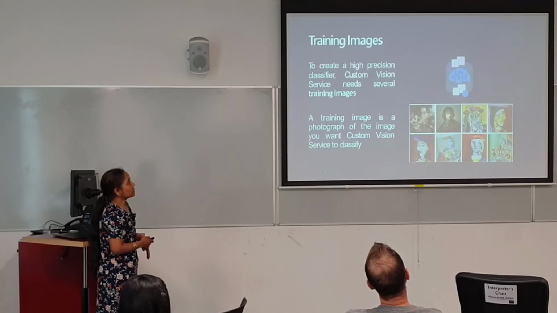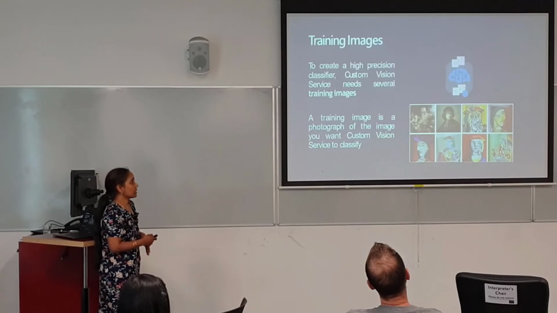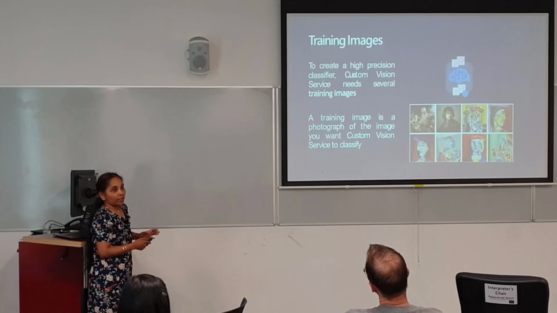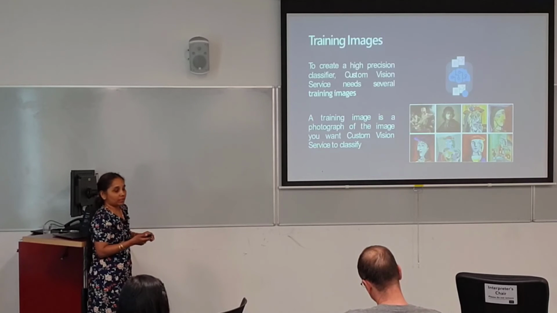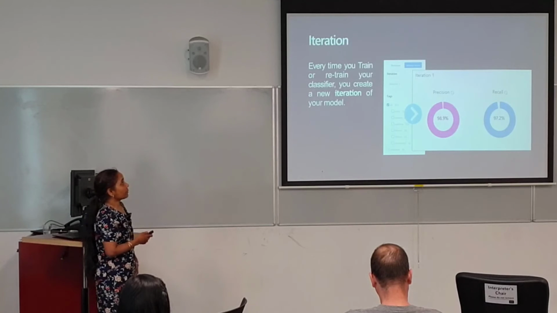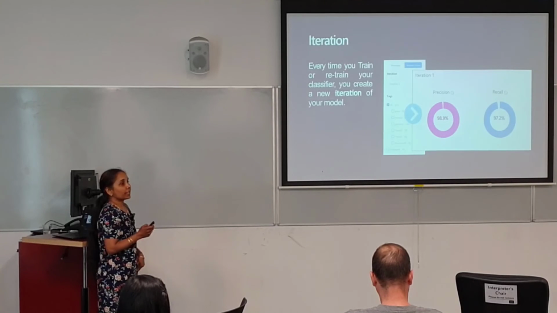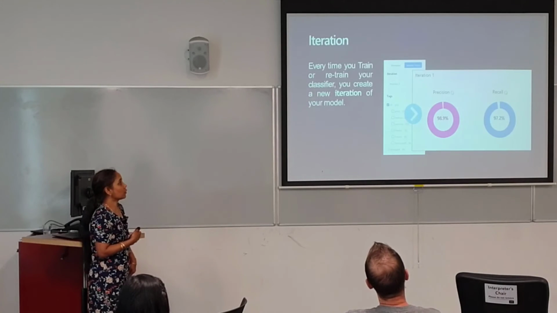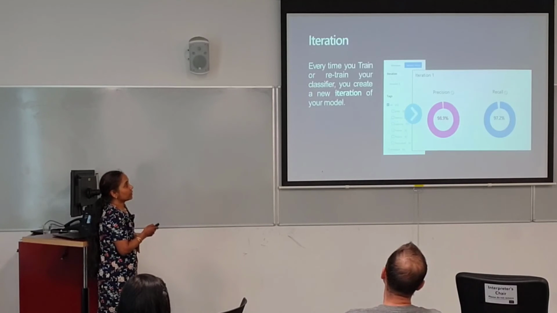Going on to training images. To create a high precision classifier, you need several training images. A minimum of 15 images per label is recommended for giving a nice, close result. And there is something called an iteration. Every time you train or retrain your classifier, you create a new iteration, which I'll show you. In each iteration, it will create something called precision and recall.